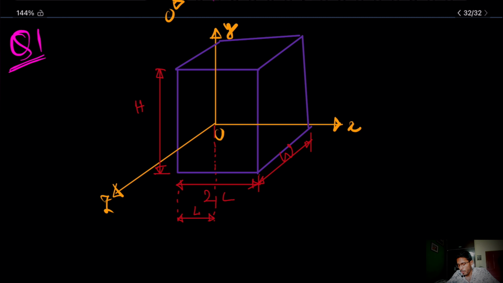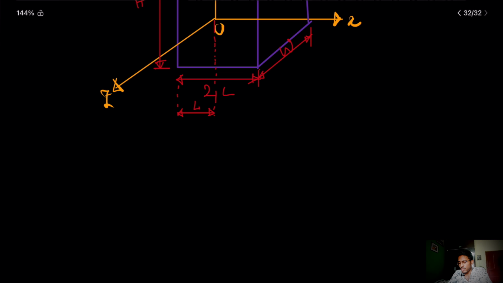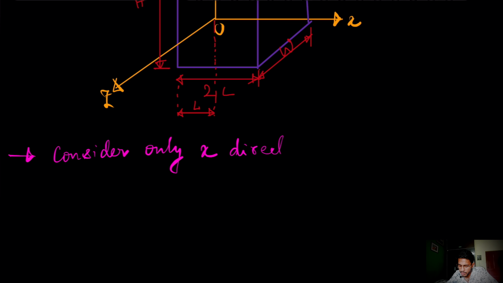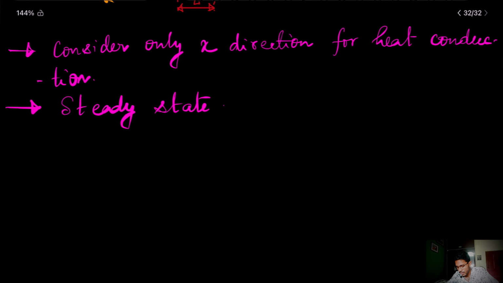Now the problem is that we have to find the temperature distribution in the block, but the assumptions are, I mean, not assumptions, it is given in the problem statement, that is, consider only x direction for heat transfer, heat conduction. Then also it is steady state, the block has reached steady state, then no heat generation.